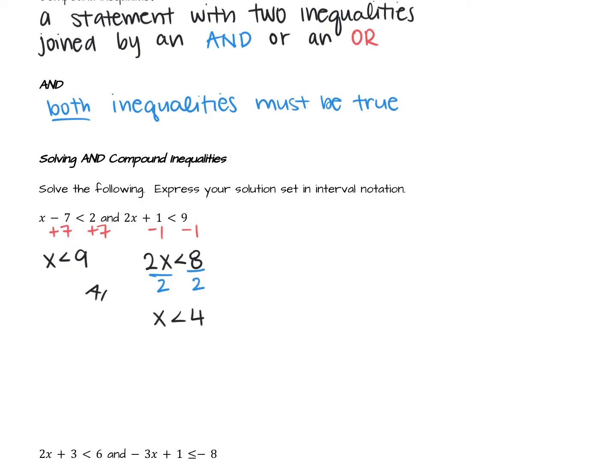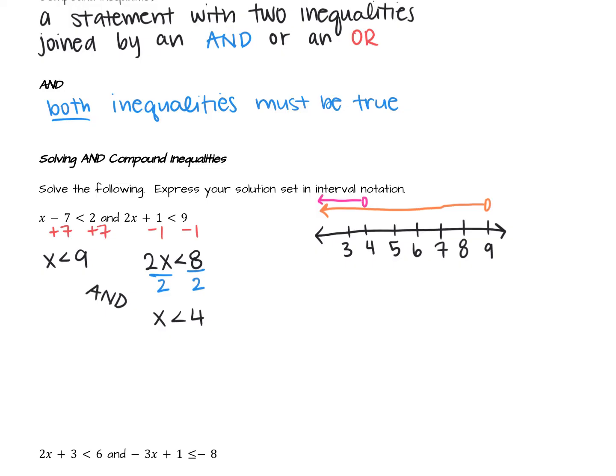So we are joined by the word and. When it comes to our solution, we're going to do a number line. And I'm going to do my numbers. I'm going to start at 3, and I'm going to go all the way to 9. First, I'm going to graph everything less than 9. So we'll have an open circle at 9, and then everything to the left is everything less than that. And then for x less than 4, again, I'm going to do an open circle at 4, and I want everything less than 4.